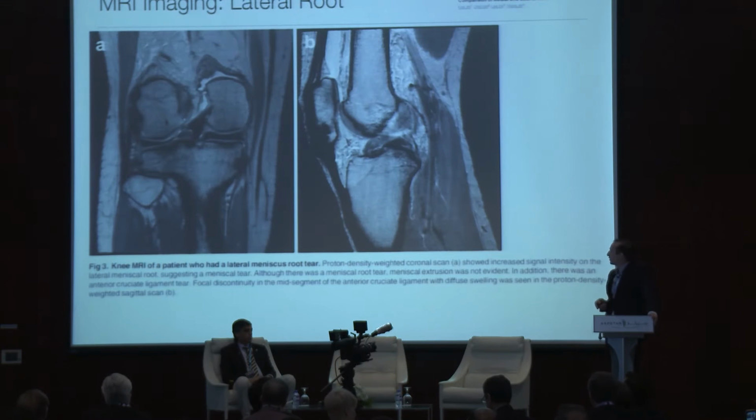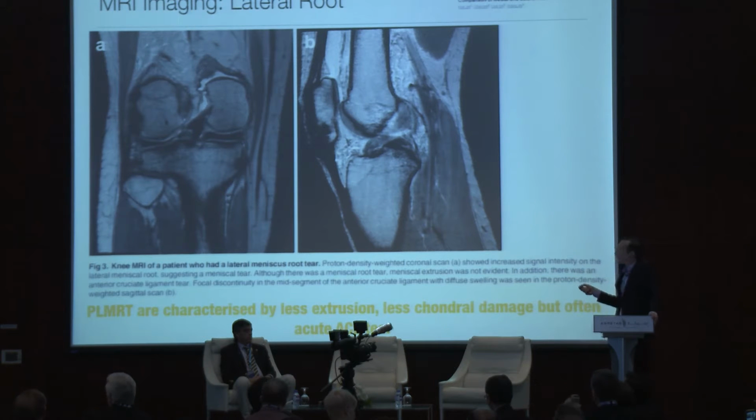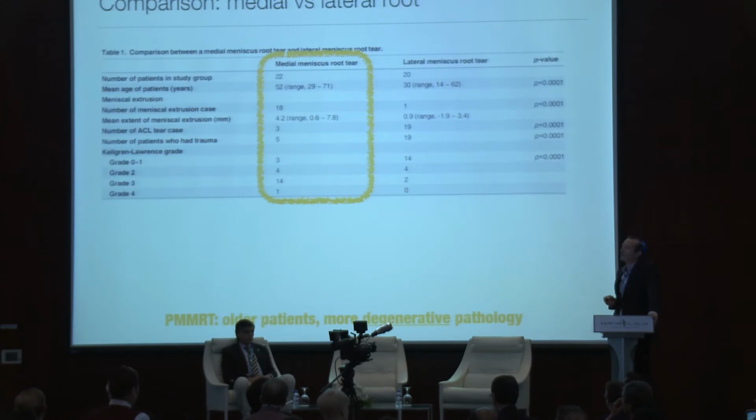On the lateral root, the situation is a little bit different. It is characterized by less extrusion and less chondral damage, but very often you will see it in conjunction with an acute ACL injury. So if you have an ACL injury, look for the lateral root, because it might have been damaged during the injury. This is MRI-wise.